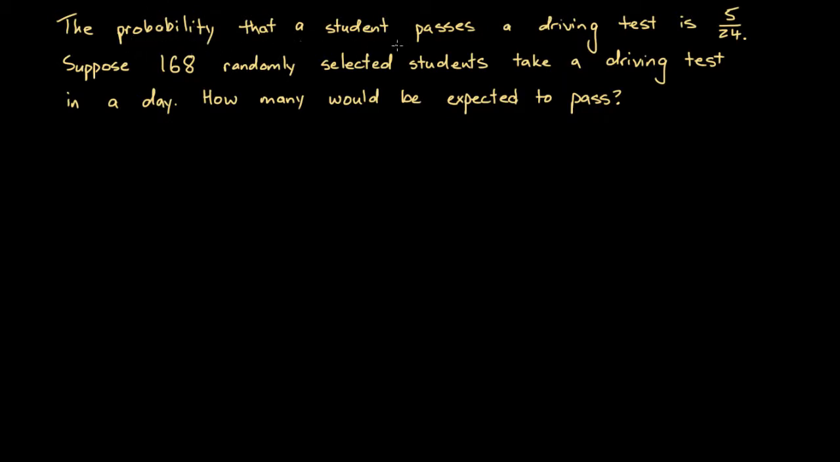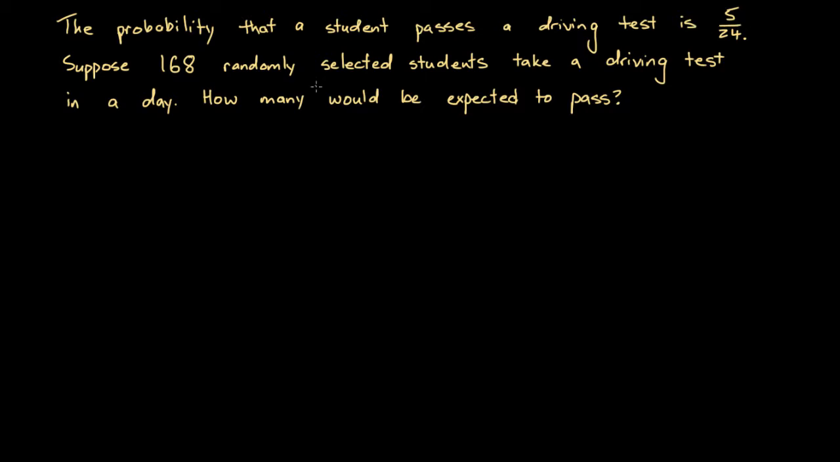The probability that a student passes a driving test is 5 over 24. Suppose 168 randomly selected students take a driving test in a day. How many would be expected to pass? Well, let's try an easier question. There's 168 and there's 5 over 24.